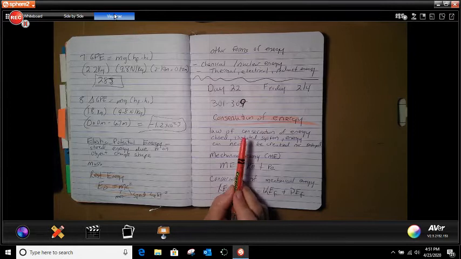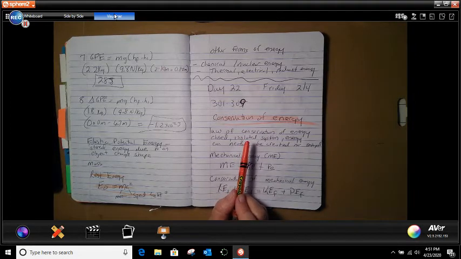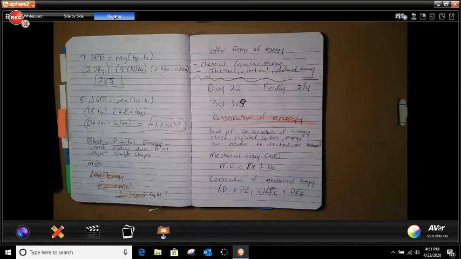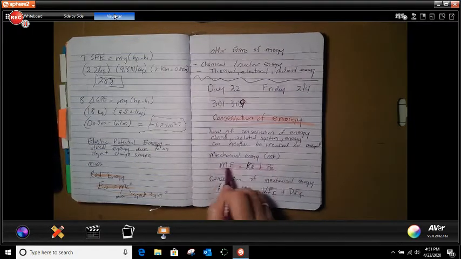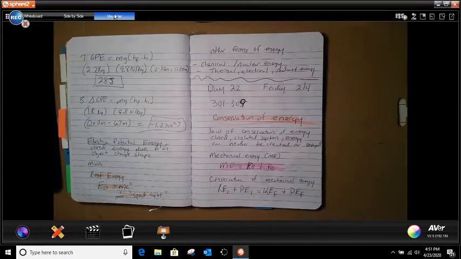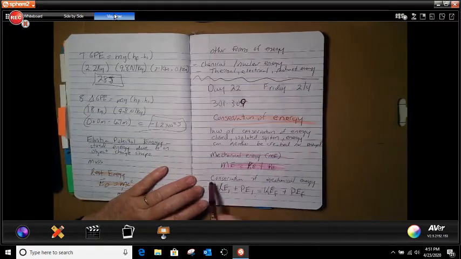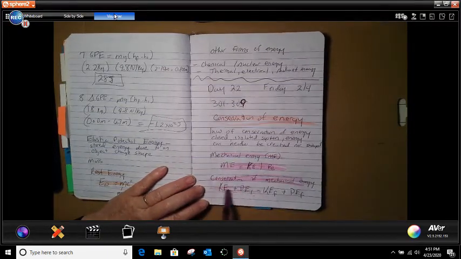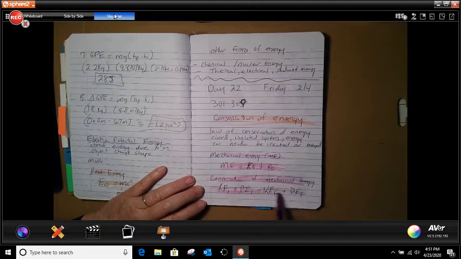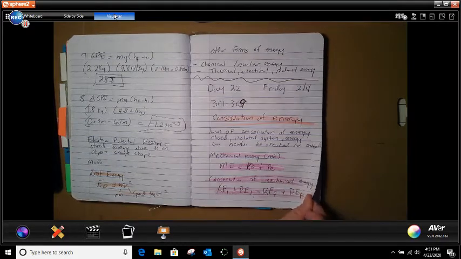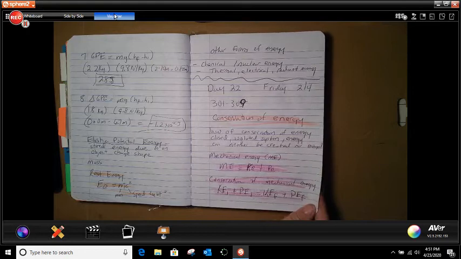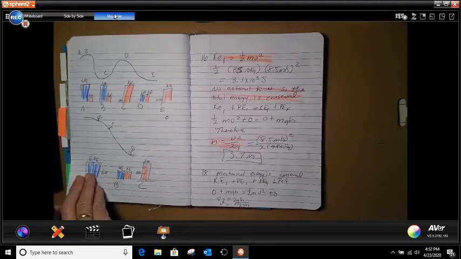The law of conservation of energy, we've done this already, says energy can be neither created nor destroyed in an isolated system. For mechanical energy, the formula is kinetic energy plus potential energy. Conservation of mechanical energy says kinetic energy initial plus potential energy initial equals kinetic energy final plus potential energy final. So the initials and the finals of kinetic and potential energy have to be equal, based on the conservation of mass and energy.